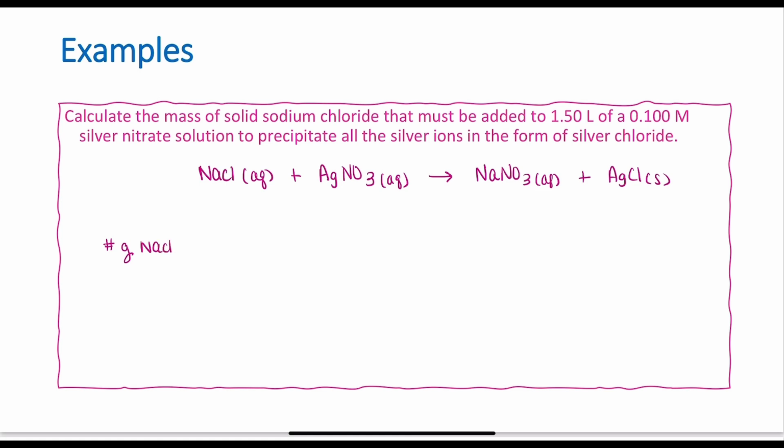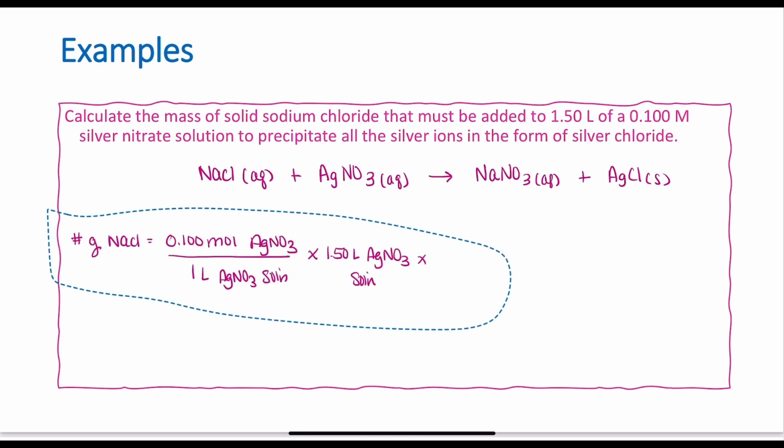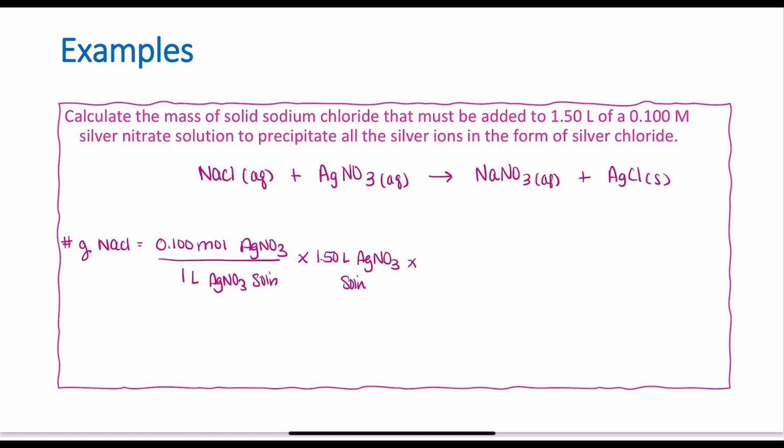I want to know the mass of sodium chloride needed to do this. I have a 0.1 molar solution of silver nitrate, and I have 1.5 liters of that solution. At this conversion, all I have left is my moles of silver nitrate. So now I can use my balanced equation. You should check that it's balanced. I just knew this one was balanced. I knew everything was +1 or -1, but I always check to make sure it's balanced. It is in fact balanced.